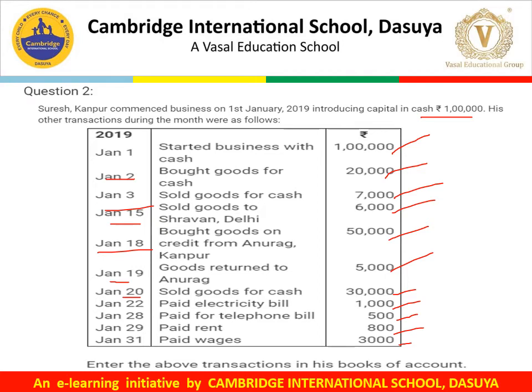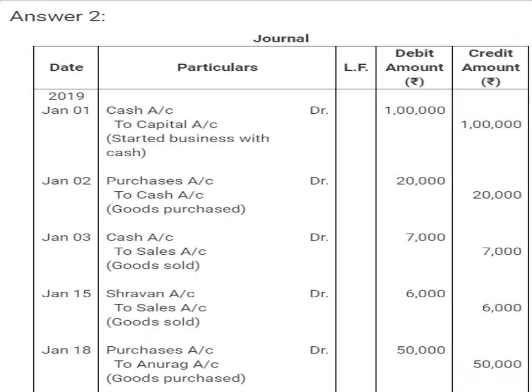Now we will do the journal entries first. The entry for the first transaction of January 1st is cash to capital rupees 1 lakh. On January 2nd, he purchased goods for cash, so purchases to cash 20,000. Then on January 3rd, goods sold for cash, so cash to sales 7,000. Then on January 15, sold to Shravan on credit, so Shravan account debit to sales account. Shravan means debit the receiver and credit the incomes.